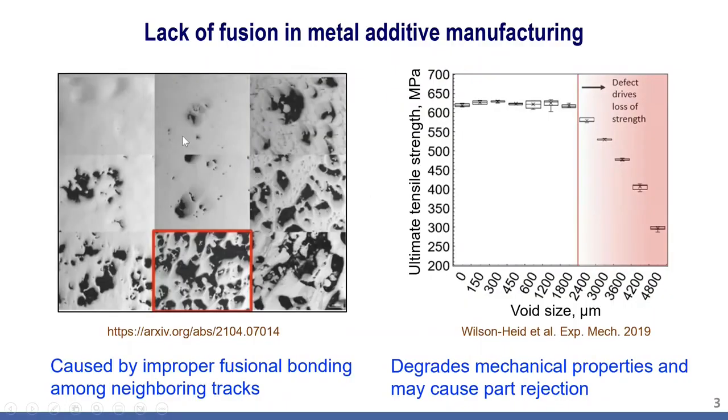Lack of fusion defects appear under the microscope like you see in this screen on the left. These are all of different shapes and sizes, and the large ones affect the ultimate tensile strength of the parts. We have plots here of void size versus UTS, and you can see the drop in the ultimate tensile strength for large voids. So they degrade mechanical properties. What you don't see here is that the fatigue properties are also affected by the lack of fusion void. So this is a serious difficulty in the additive manufacturing of metallic components.